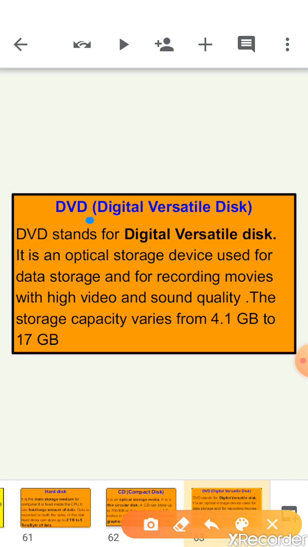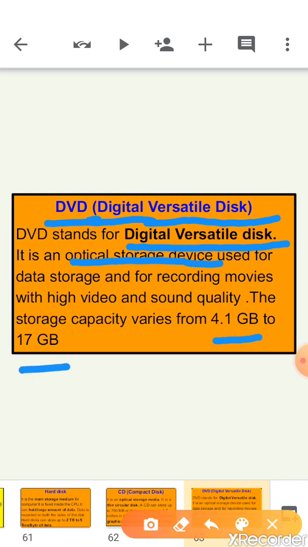Children, next is DVD. The full form of DVD is digital versatile disc. It is an optical storage device which is used for data storage and for recording movies with high video and sound quality. The storage capacity varies from 4.1 GB to 17 GB.